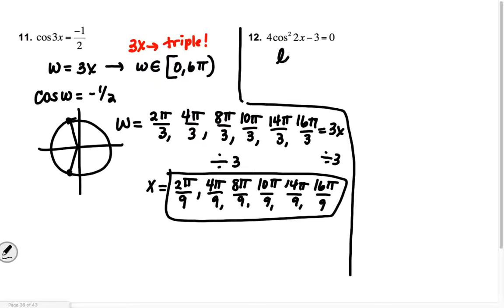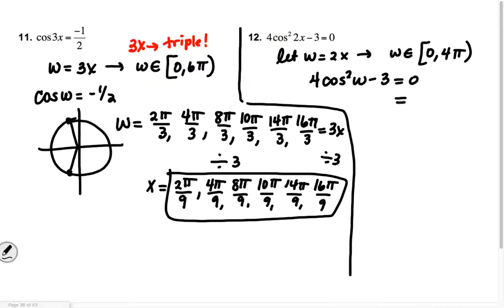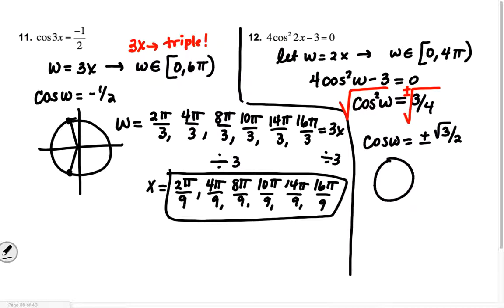Okay, so I'm going to let my w equal 2x. And I'm still finding w on, I'm doubling the interval this time, so 0 to 4 pi. So I'm going to have 4 cosine squared w minus 3 equals 0. I subtract the 3 over and I divide by 4. I then take the square root, and when I take a square root, I need plus or minus. So I get cosine of w equals plus or minus, how does that simplify? Yeah, square root of 3 over 2, exactly. So the original problem has 4 solutions. And then if you have w, right, you're doubling the interval, you have 8.